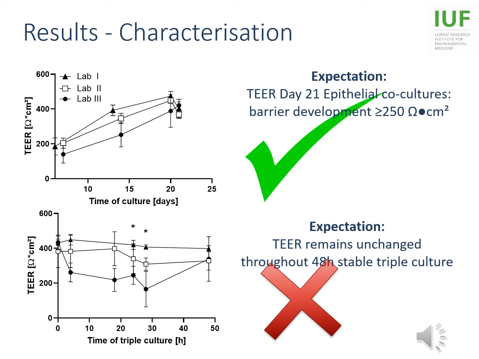The results of Lab 1, which is the host lab, show a very consistent TEER value range, whereas both Lab 2 and 3 reported quite some variations. Especially Lab 3 struggled with a substantial reduction in barrier integrity, which surprisingly recovered again at the end of the experiment.